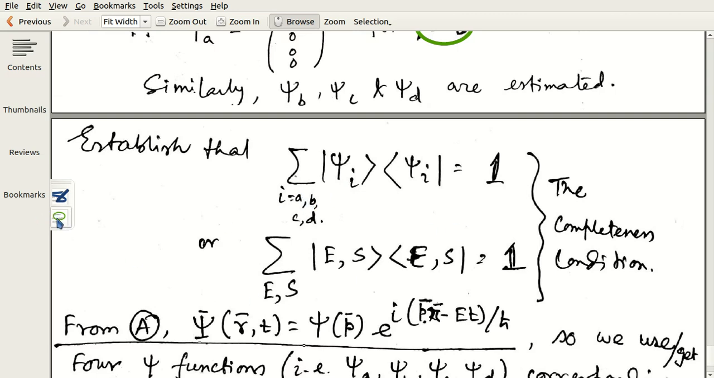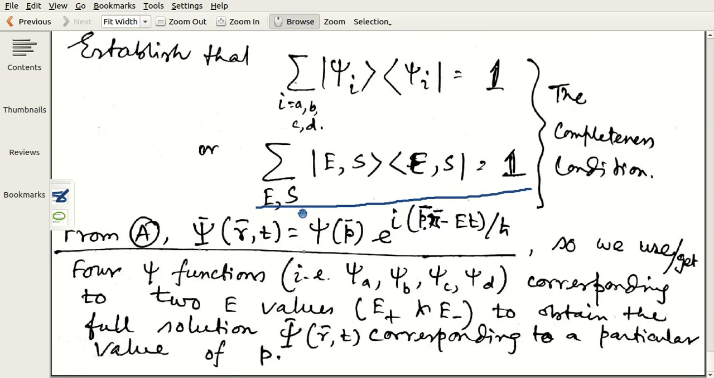This is an alternative statement of this mathematical expression, that we are summing over all energy states and all spin values, that is 2 energies plus minus and 2 spin states up and down. So we have 4 states here. So this is the completeness condition, and we will see that when we consider all the positive energy solutions and negative energy solutions, the completeness condition is satisfied. I advise you to check it for at least p equal to 0.